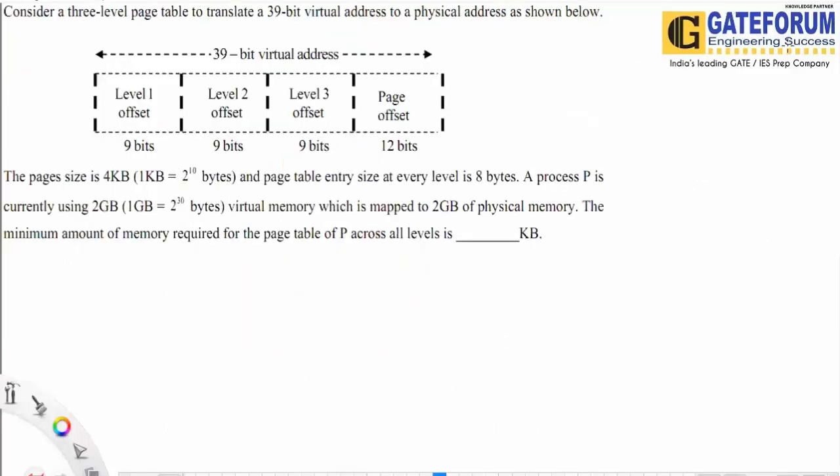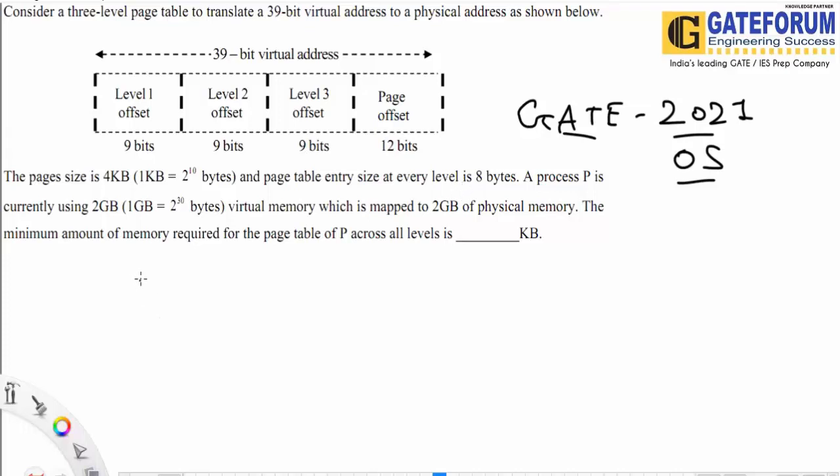Welcome back with another GATE 2021 question, which was asked for operating system. The question is somewhat complex. We are given a three-level page table and a page offset of 12 bits. The current page size is basically 4 KB; 1 KB is 2 to the 10, so 4 KB is 2 to the 12, which represents the page offset here. So page size determines the page offset, and the page table entry size is given as 8 bytes.